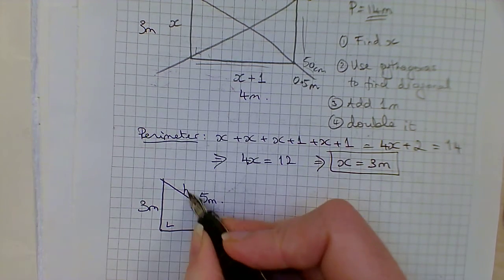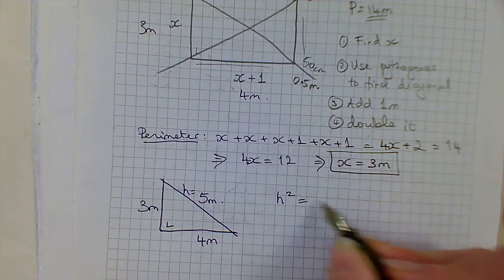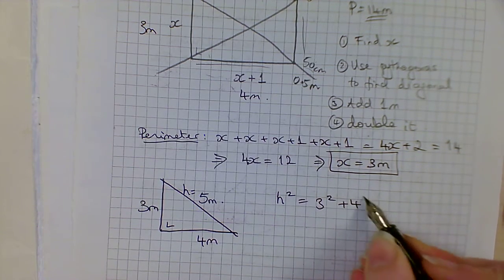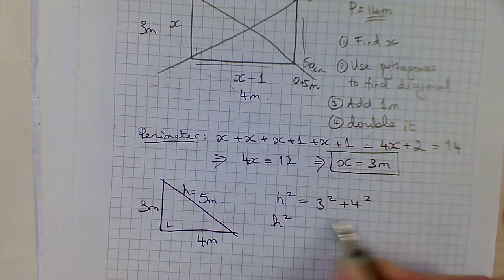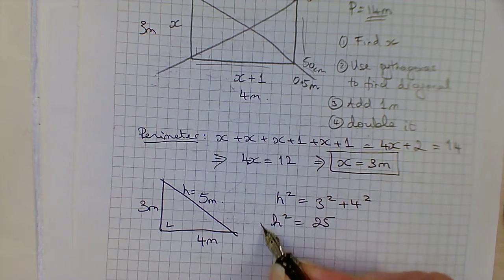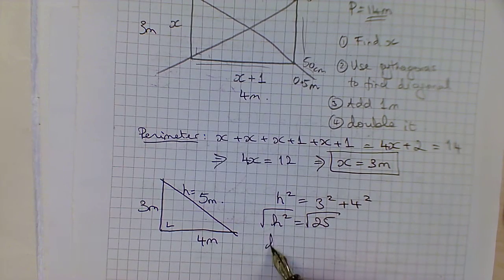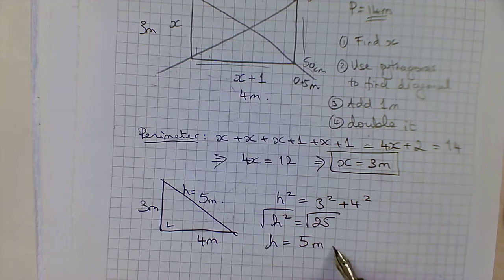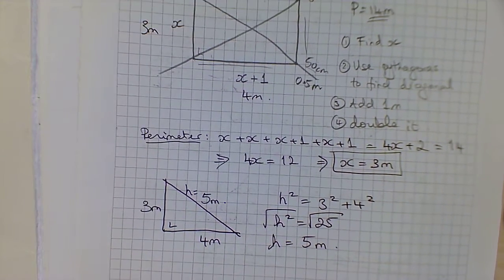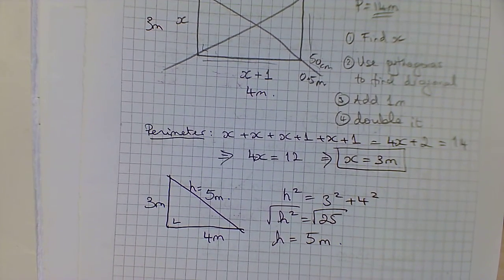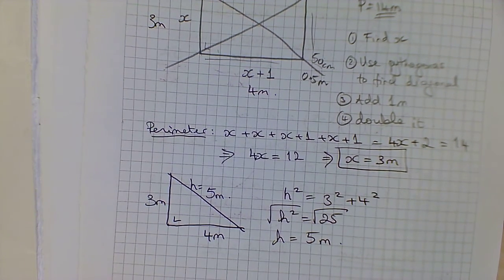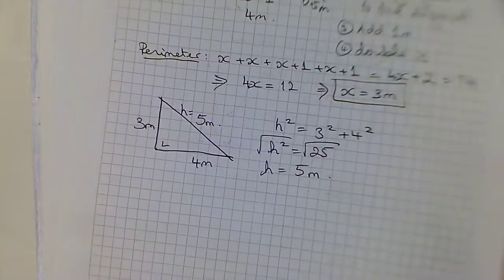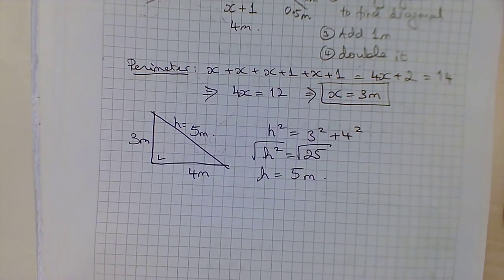My hypotenuse squared is 3 squared plus 4 squared. So my hypotenuse squared is 9 plus 16, which is 25. Then square root both sides, the hypotenuse is 5 meters. It's allowable for you to learn off that triangle. The 5, 12, 13 triangle and the 3, 4, 5 triangles are the 2 special right angle triangles that we can just use without using Pythagoras Theorem.